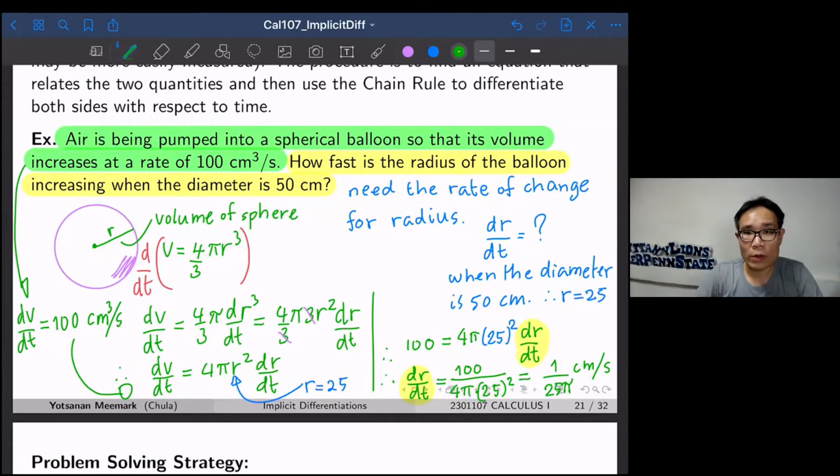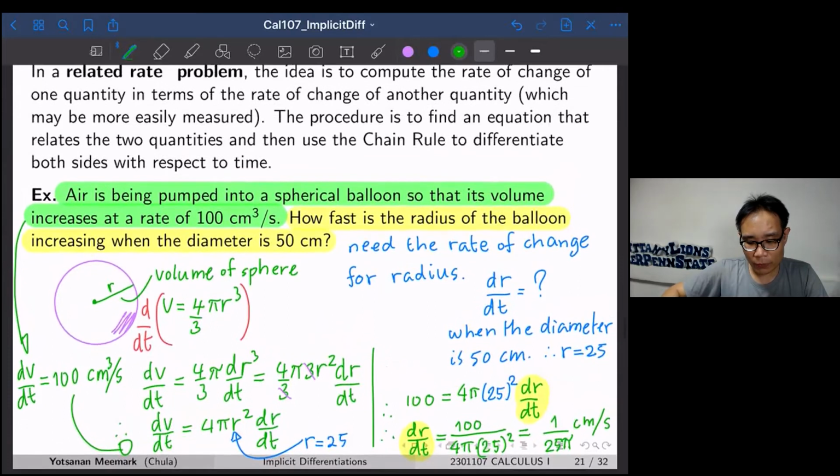of 1 over 25 pi centimeter per second if you pump the air into the balloon at the rate of 100 centimeter per second when the radius equals 25 centimeter. Okay, so this is what this question means. So can you tell me so far what did we do?